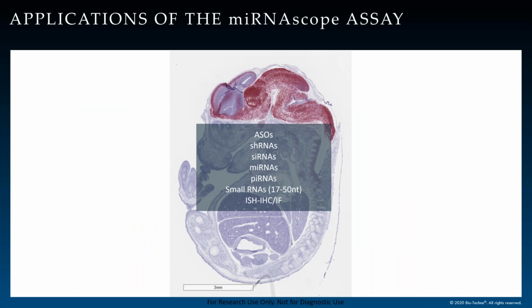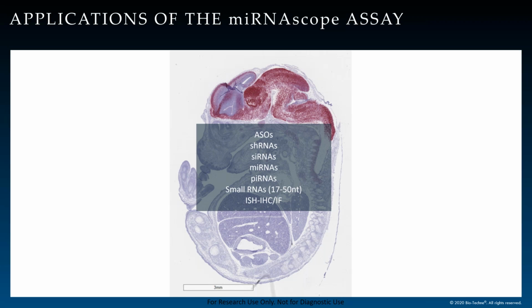Now I will provide some detailed examples on how the miRNAscope assay could help with your research applications to enable detection at a single cell resolution for small RNA that can be synthetic or endogenous, between 17 to 50 nucleotides in length. The short RNA nucleotides include antisense oligonucleotides, commonly referred to as ASOs, small interfering RNAs or siRNAs, and short hairpin RNAs or shRNAs.